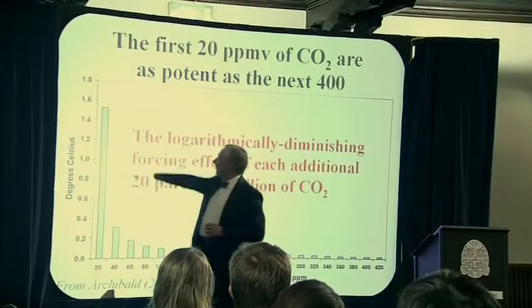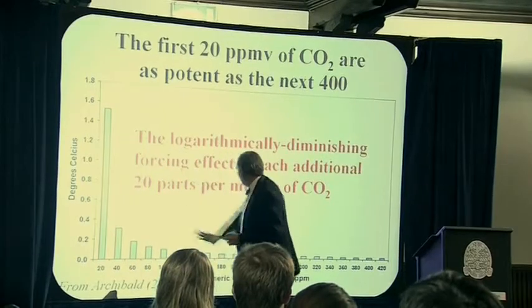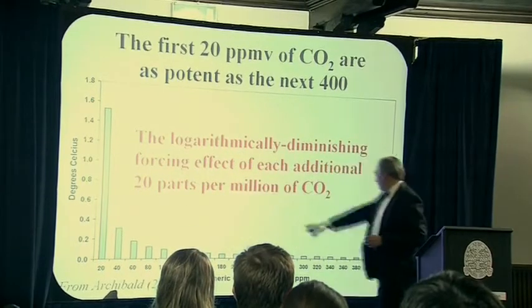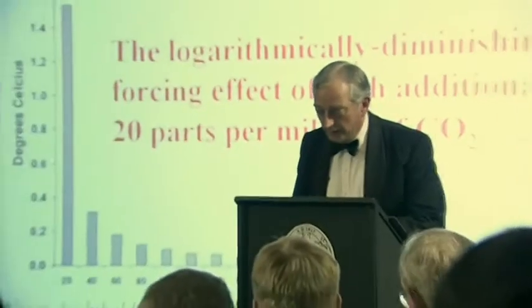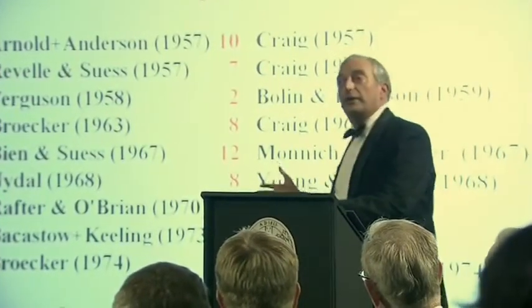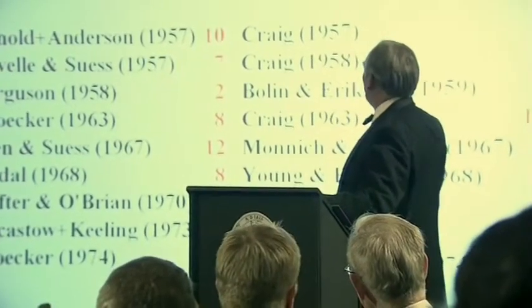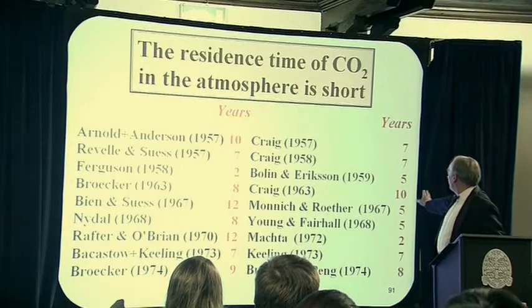So we then go on to look at this logarithmic effect that the first 20 parts per million of CO2 have a very much greater effect, not probably quite as much greater as is shown here, than all the remaining 400 that follow it. So every time we put more CO2 in the atmosphere, it has less effect than it had before. Then we come on to a problem of how long does it stay in the atmosphere once we've put it there. Now the answer is it's around 5 to 10 years, best estimate around 7 years.